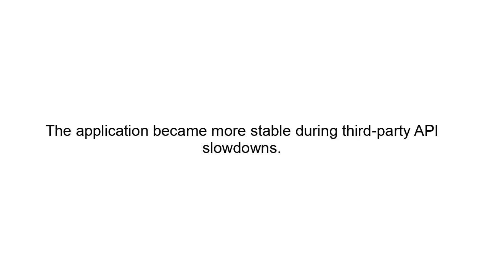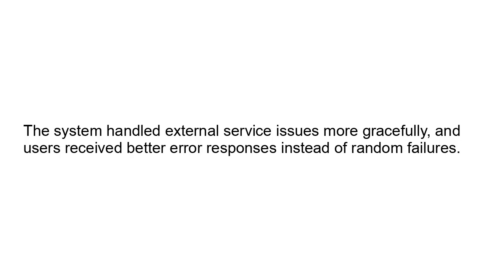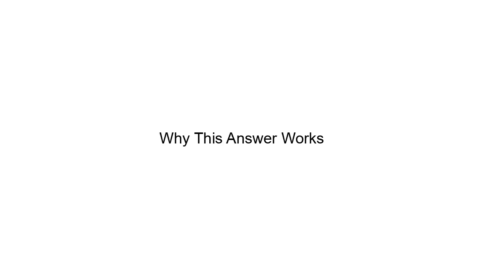Result: the application became more stable during third-party API slowdowns. Timeout-related failures reduced significantly. The system handled external service issues more gracefully, and users received better error responses instead of random failures. Why this answer works?